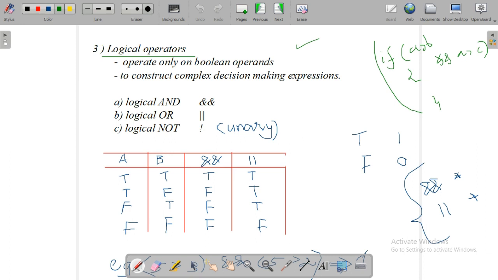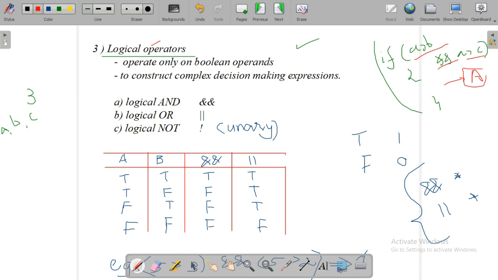The next one is the logical operator. Logical operators operate only on Boolean operands, that is, true or false. In some cases, imagine we need to find the greatest of 3 integers. A, B, C, 3 variables are there. How will you give that condition? This way we can give it: if A greater than B and A greater than C, then it should display that A is the greatest. In that case, we have to use these logical operators.